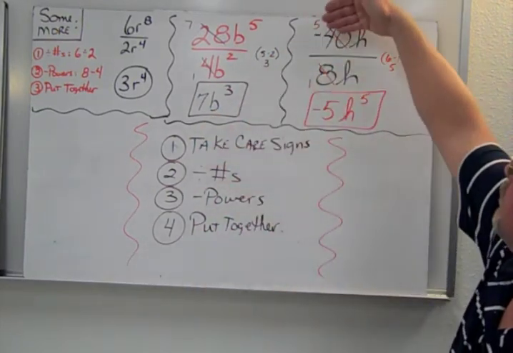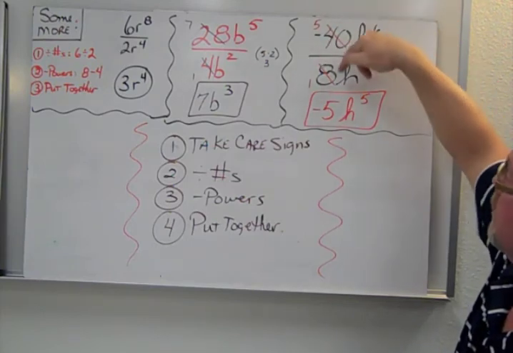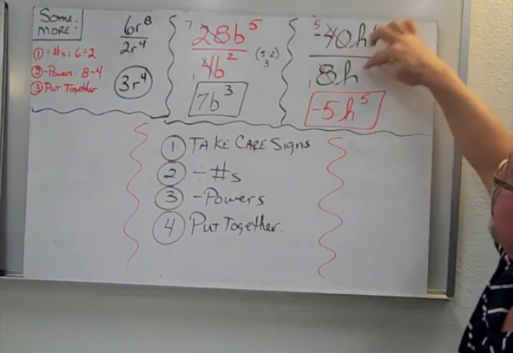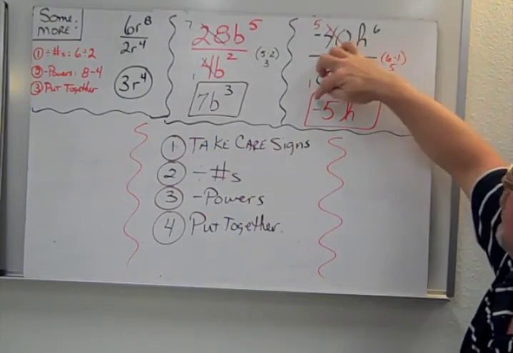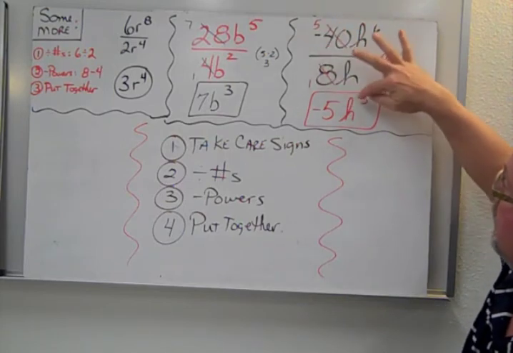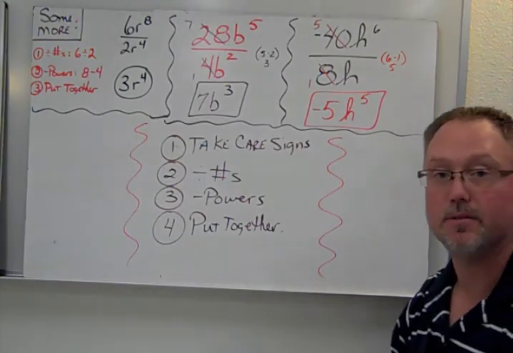Our last example is negative 40h to the 6 over 8h. So again, I know 8 goes into 40 5 times. 6 minus 1 gives me 5. So I have a negative 5, because I have a negative divided by a positive. And I have h as my base, and my power subtracts to be 5.